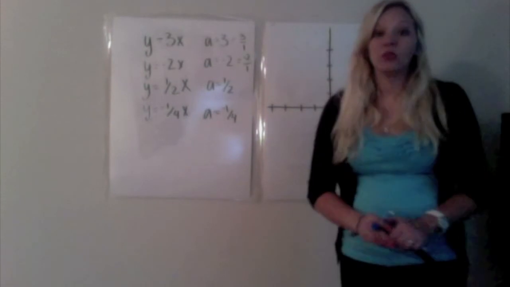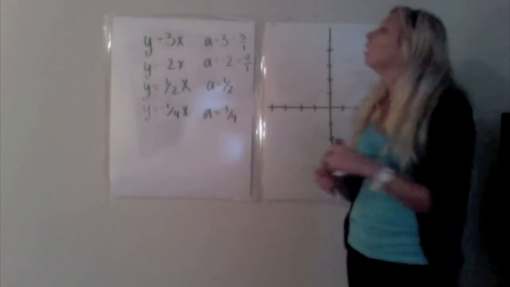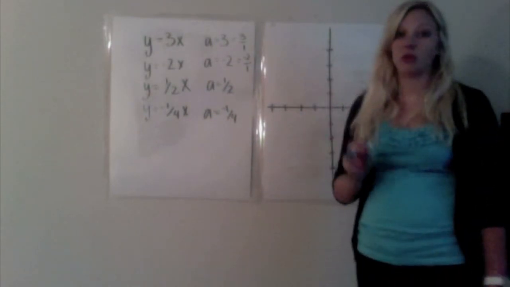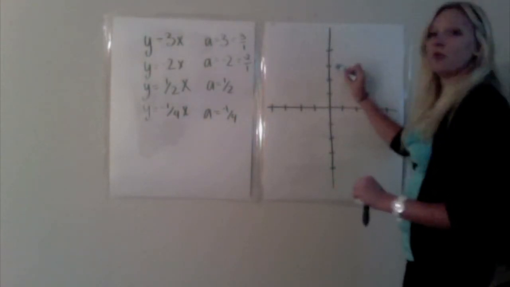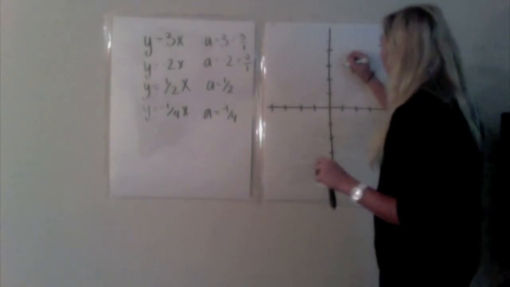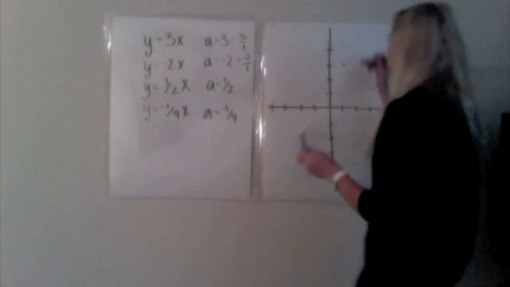So if we're going to graph that, we're going to start at the origin and have a slope of 3 over 1. So we'll start with the rise. We rise 3: 1, 2, 3, over the run. We go over 1. So we're going to mark a point there, and we're going to connect that line through our origin.